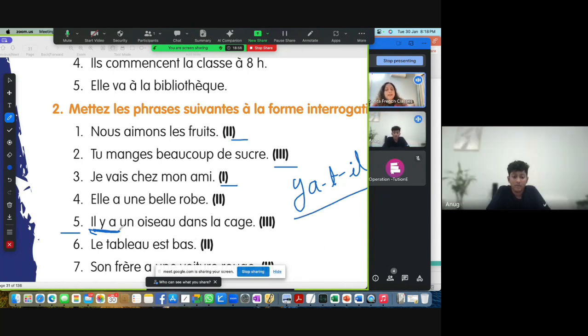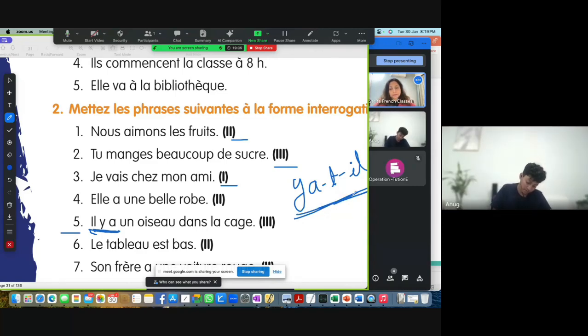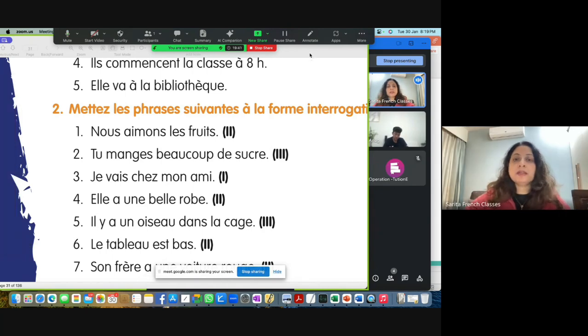Y a un oiseau dans la cage. Okay, ma'am. Just note it down. So it will be y a-t-il un oiseau dans la cage? Question mark. Ma'am, how do you pronounce the word oiseau? Oiseau. Okay, ma'am. So, this was the basic thing that you must know to frame a question.